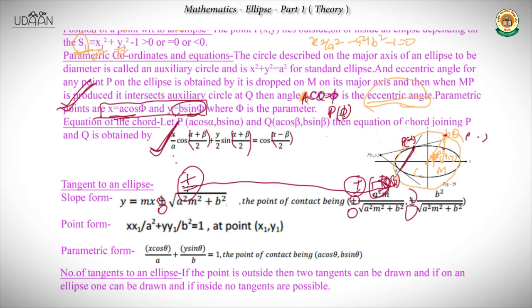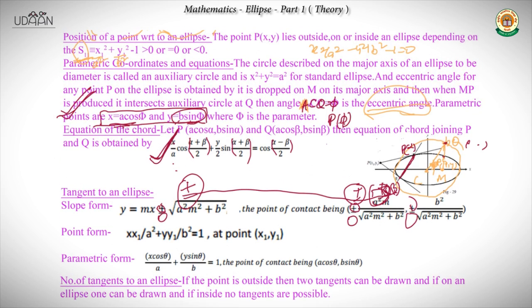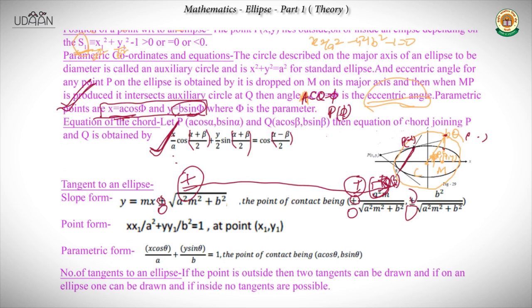At point x1, y1, the tangent to an ellipse is given by xx1 by a square plus yy1 by b square equals 1. Next, if you want the equation of the tangent in parametric form, just replace x1, y1 by a cos theta and b sin theta. We get the equation of the tangent in parametric form as x cos theta by a plus y sin theta by b equals 1. The point of contact is a cos theta comma b sin theta.